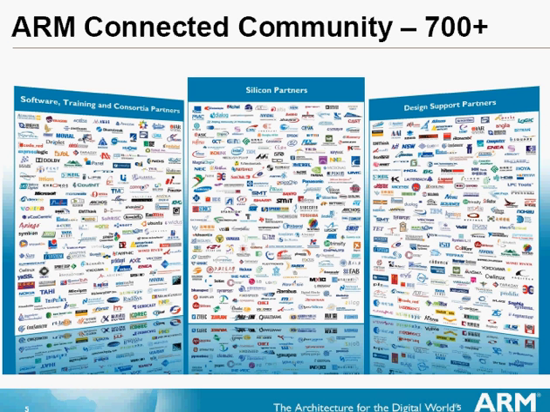These are the list of ARM connected community. More than 700, and it's growing. Means one way or other, directly or indirectly, these are the companies which are connected through ARM, through physical IP or through ARM core or through software, whatever. These are the full community which is connected through ARM.